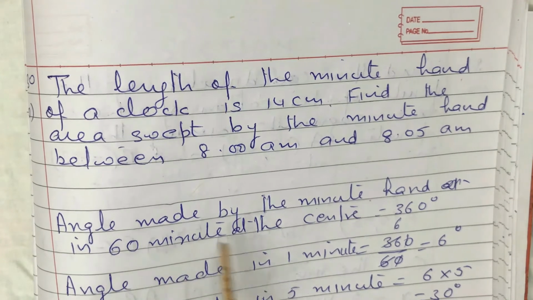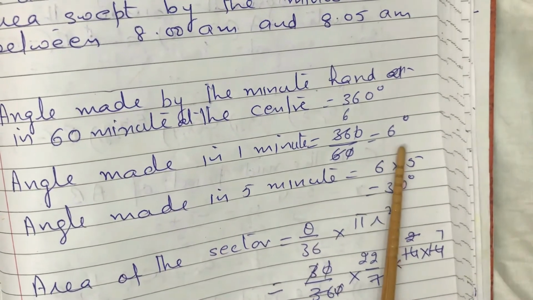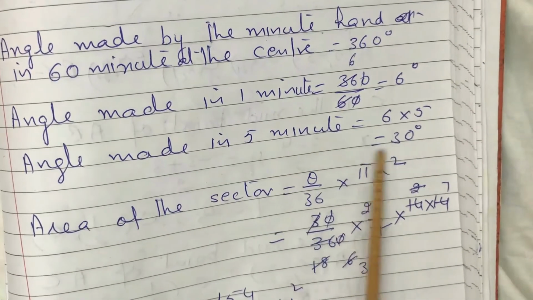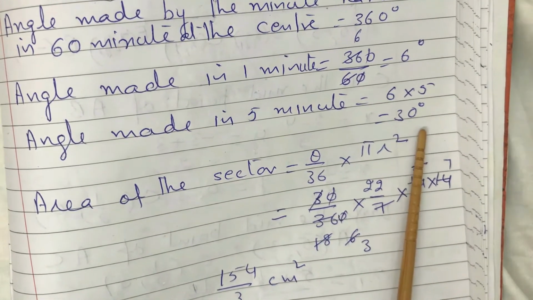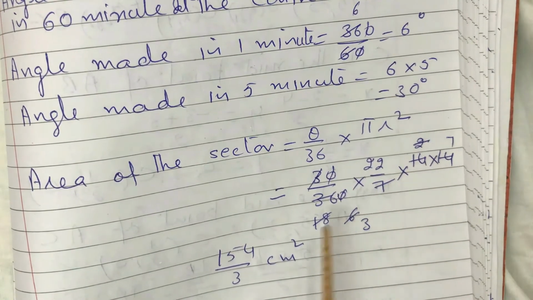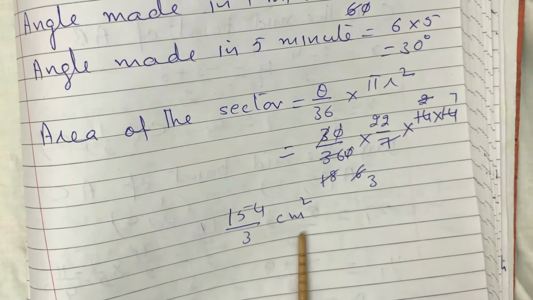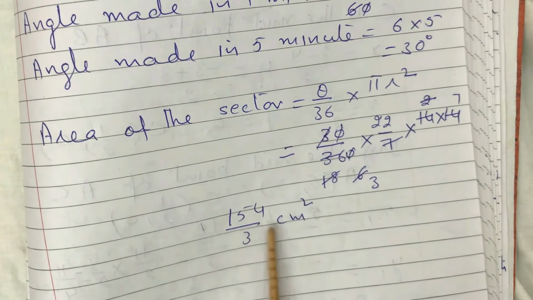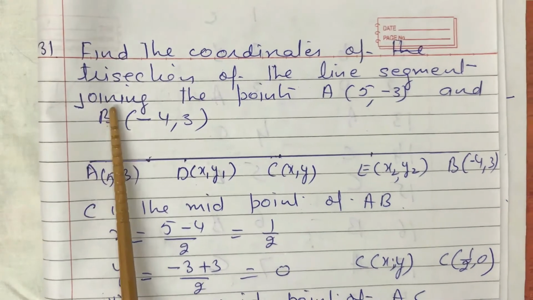Now the angle made by the minute hand in 60 minutes at the center is 360 degree. Angle made in 1 minute is 6 degree. So angle made in 5 minutes is 30 degree. So I have the angle theta which is 30 degree. So area of the sector is theta by 360 into pi r square. So r here is 14 centimeter. So the answer is 154 upon 3 centimeter square.